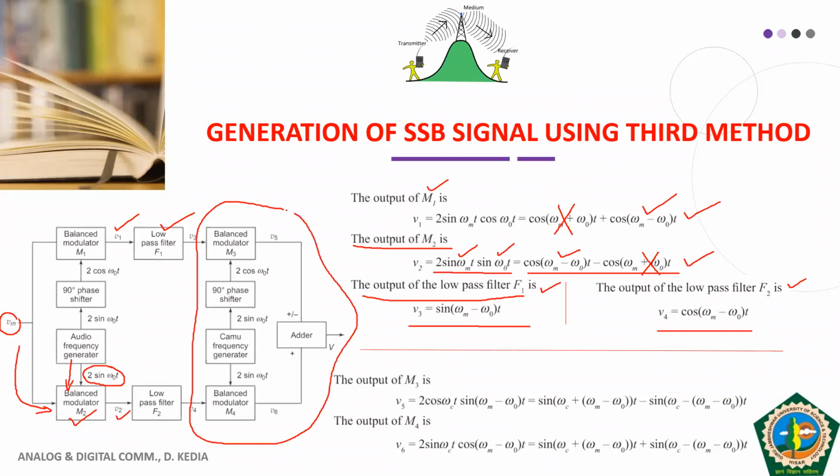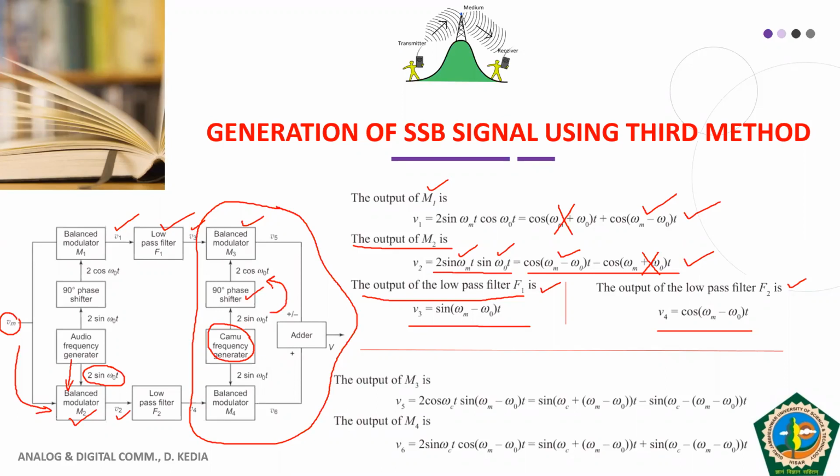So here, what we do, we have balance modulator 3. In the balance modulator 3, we have as an input, one is V3 and another is the 90-degree phase shifted carrier frequency signal generator. Okay, so this carrier frequency generator is phase shifted by 90-degree, and that's why your 2 sine omega naught t becomes twice of cos omega naught t.